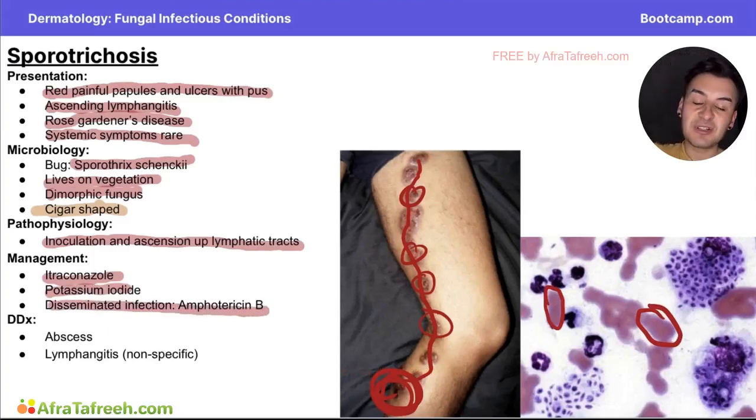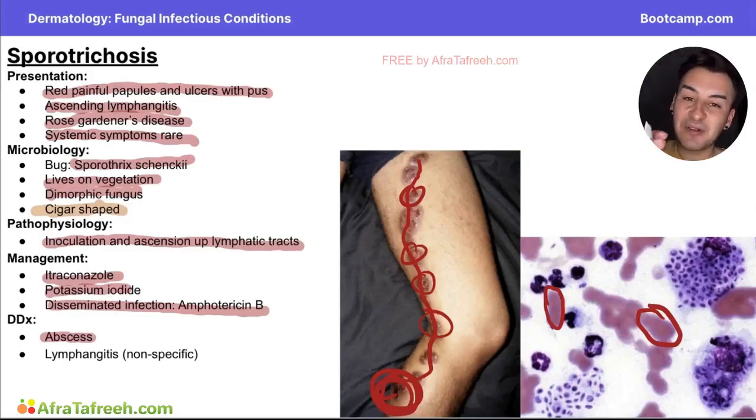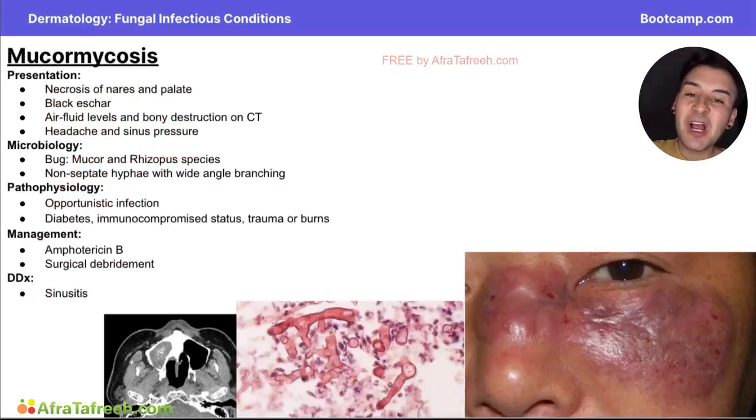In terms of differential diagnosis, we talked about abscess and how it can sometimes present with systemic symptoms, and also abscesses aren't going to have this beautiful linear lymphatic tract, so that's a really great way to differentiate it. We also have lymphangitis, which is a pretty non-specific disease process, and it's very unlikely that they would describe it in the setting of a rose gardener or this specific fungal history or give us evidence of a KOH prep. Lastly, let's talk about mucormycosis.